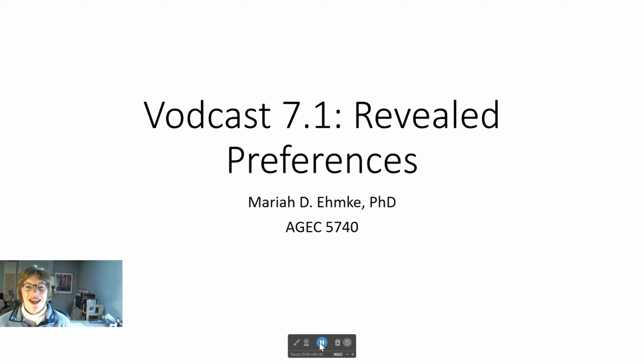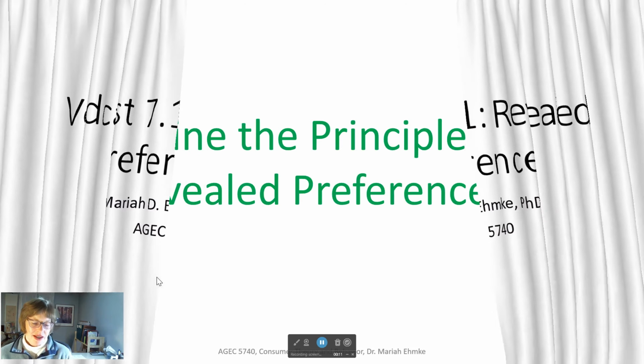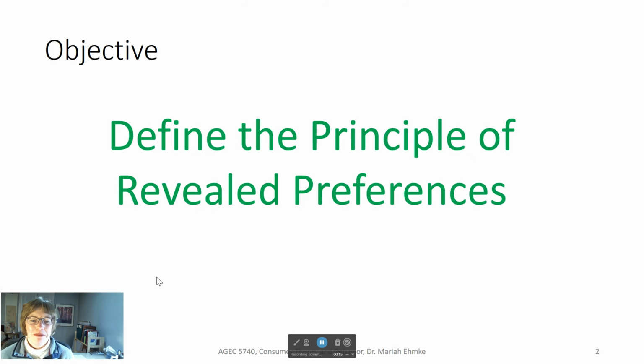Welcome to the first podcast from Chapter 7 on revealed preferences. The objective of this podcast is to define the principle of revealed preferences.